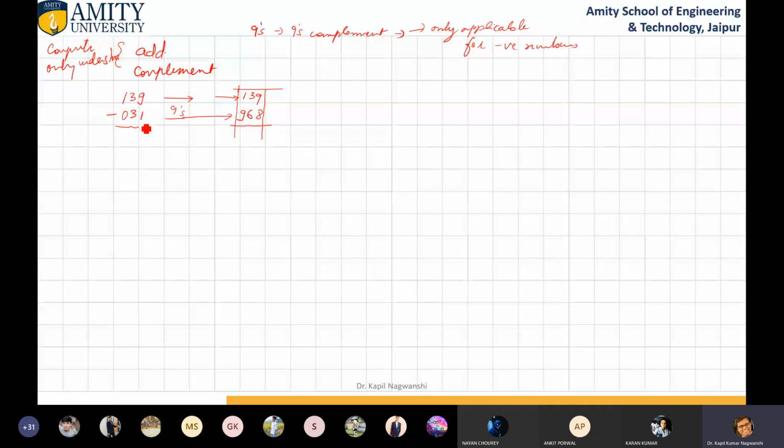Okay, whatever I had explained, please forget it, because I need to show it in 9's complement only, so that there is no unnecessary confusion.